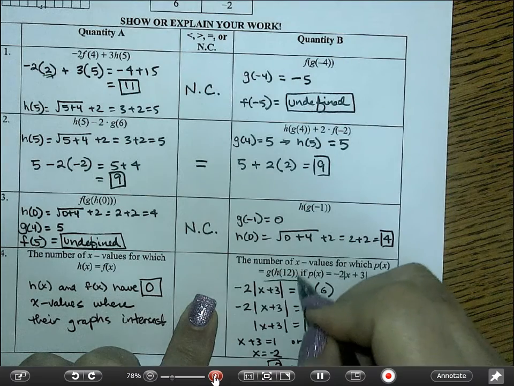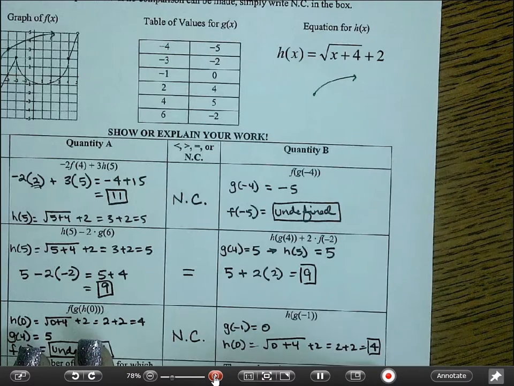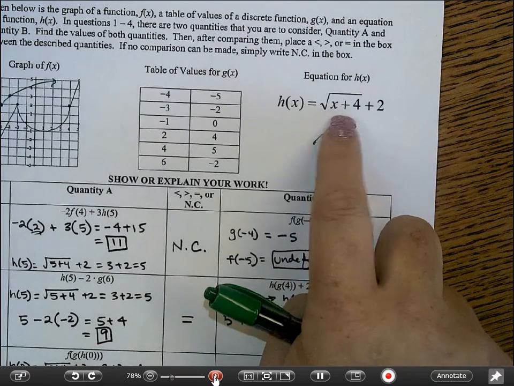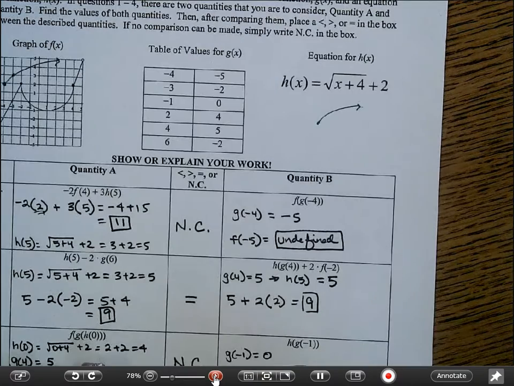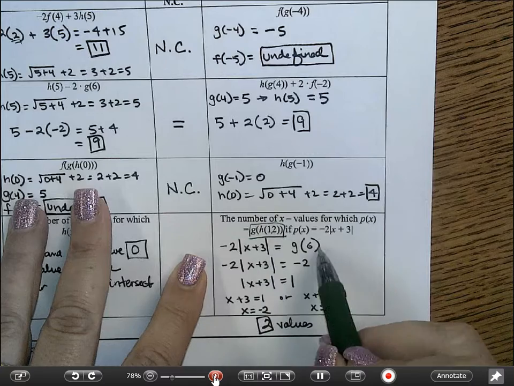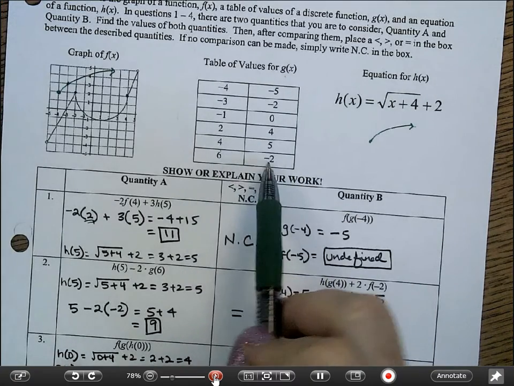So we need to figure out what h of 12 is. So we're going to take our p of x, negative 2, x plus 3 is equal to, now h of 12. 12 plus 4 is 16. Square root of 16 is 4. 4 plus 2 is 6. G of 6. So again, g of 6 is going to be negative 2.